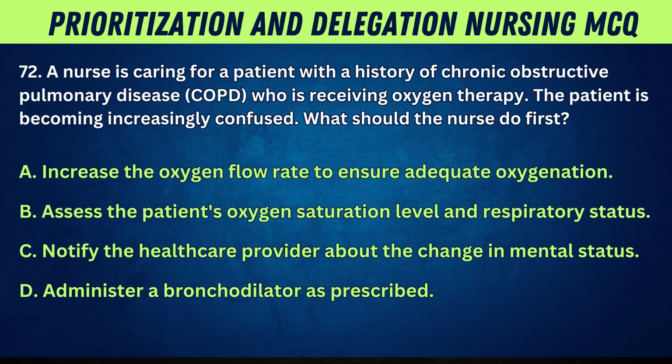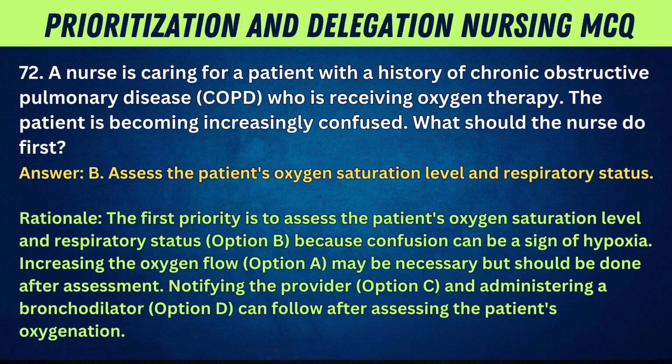72. A nurse is caring for a patient with a history of chronic obstructive pulmonary disease, COPD, who is receiving oxygen therapy. The patient is becoming increasingly confused. What should the nurse do first? A. Increase the oxygen flow rate to ensure adequate oxygenation. B. Assess the patient's oxygen saturation level and respiratory status. C. Notify the healthcare provider about the change in mental status. D. Administer a bronchodilator as prescribed. Answer. B. Assess the patient's oxygen saturation level and respiratory status.